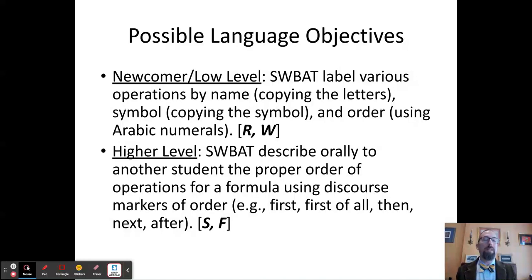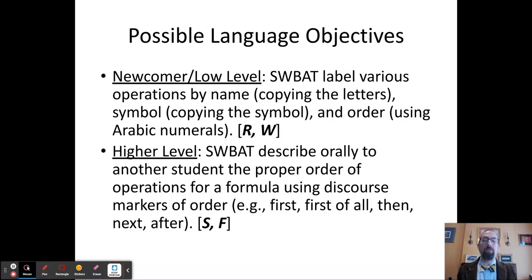Students will be able to label various operations by name, copying the letters, copying the symbol, and order using Arabic numerals. This one is annotated R for reading and W for writing, because the students are reading and then they have to write by copying the letters and even writing the numerals.